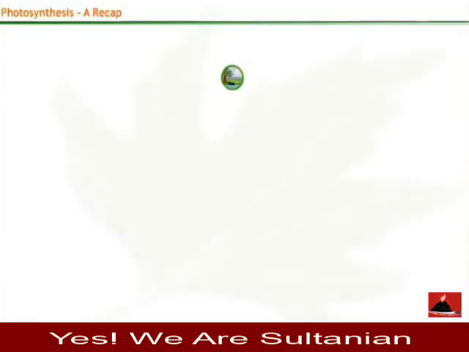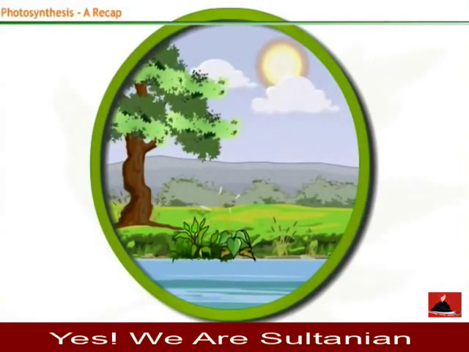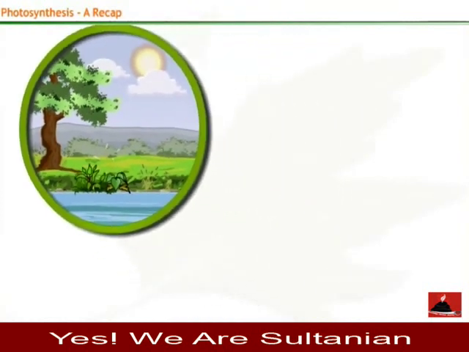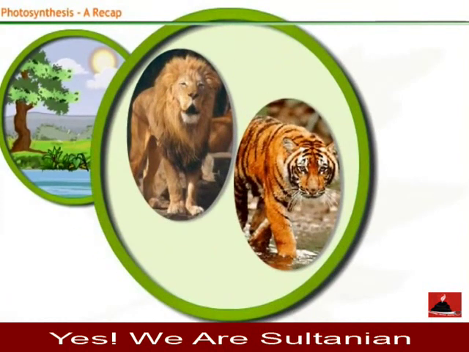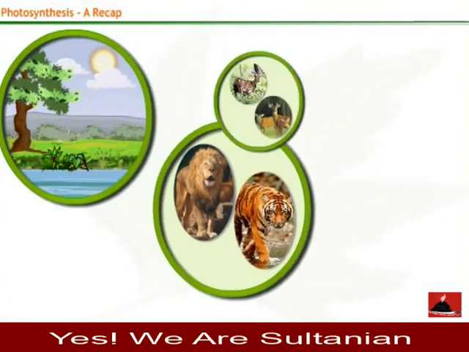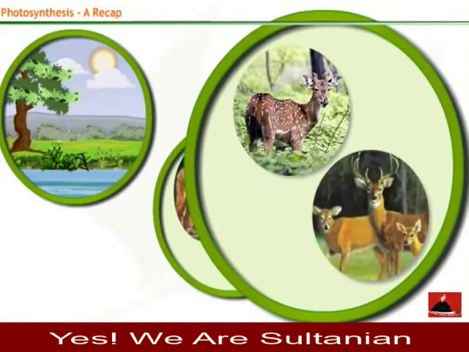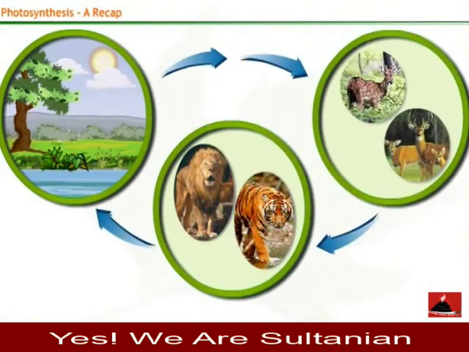Factors that affect photosynthesis. Plants are the food suppliers to the world. Even carnivorous animals like the lion and tiger, which do not eat plants, are indirectly dependent on them, as they eat herbivorous animals which eat plants.